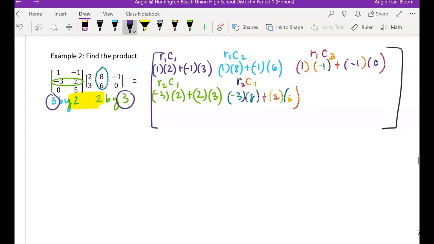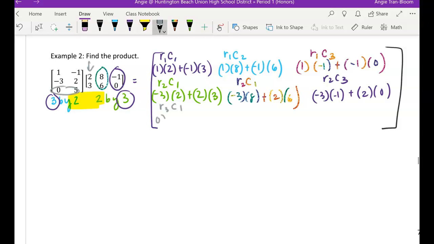And the next one I want to do is row 2, column 3. This is column 3 right here. So we're going to do negative 3 times negative 1 plus 2 times 0. So those are all of the ones that I want to multiply. Now one more. Next, row 3, column 1. Row 3, let me erase what I had before. Here's row 3. Column 1's that guy. So 0 times 2 plus 5 times 3.